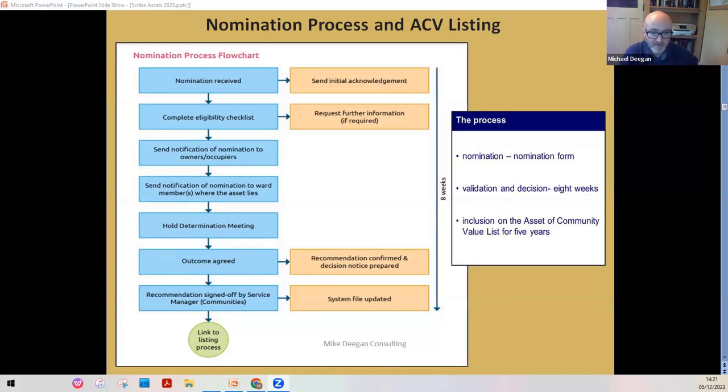And then the principal council has to give notice to the owner, to the occupier, if that's not the owner, and the town or parish council in the area. So you should be getting notified of these, and also the nominating body if it's not from you. And if a nomination is not approved, the council's got to write to the nominator and give the reasons why.